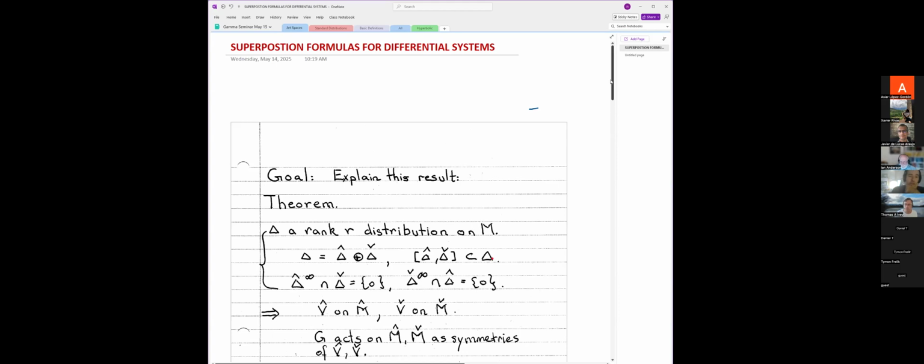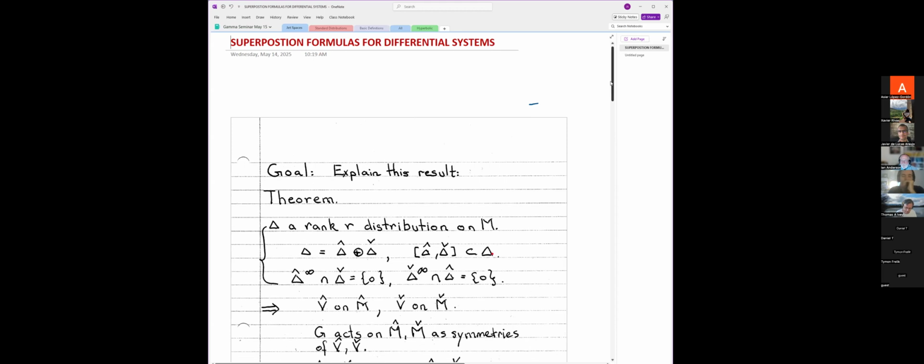Okay, thank you very much for the invitation. Many years ago, I wrote a paper of this title, Superposition Formulas for Differential Systems. I'm very happy to talk about that paper today and next time. Since we wrote that paper, we've had quite a few applications of the results in that paper, and I'll talk about some of the applications more next time.